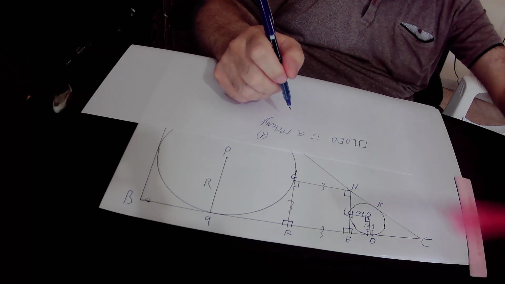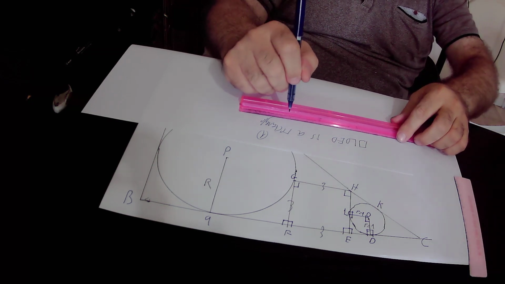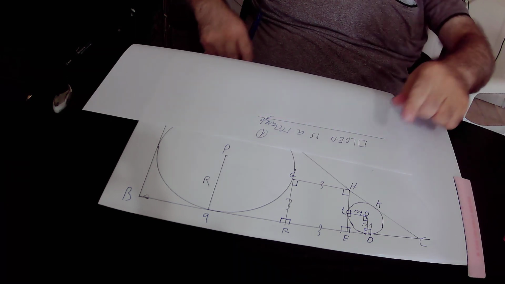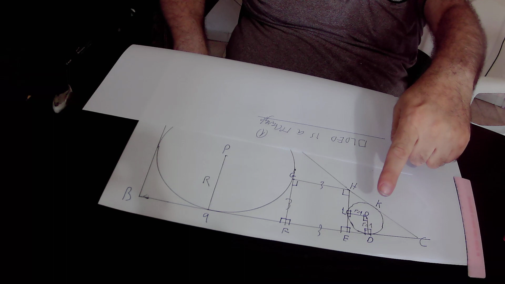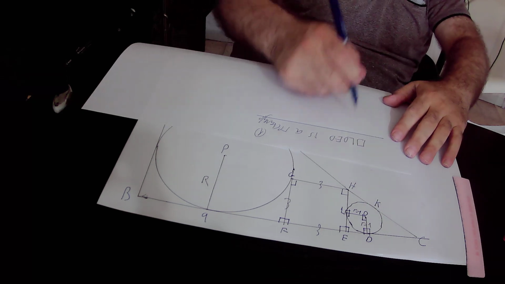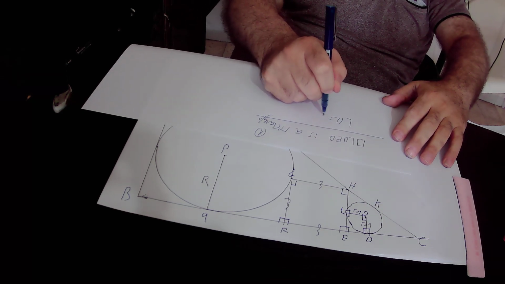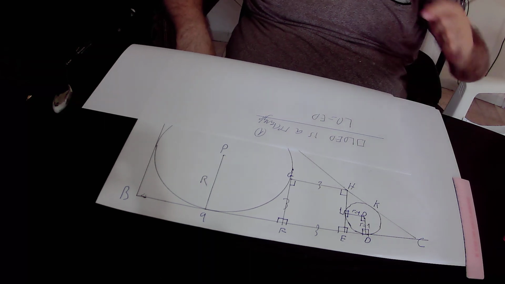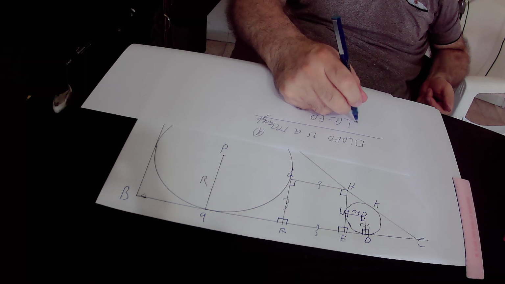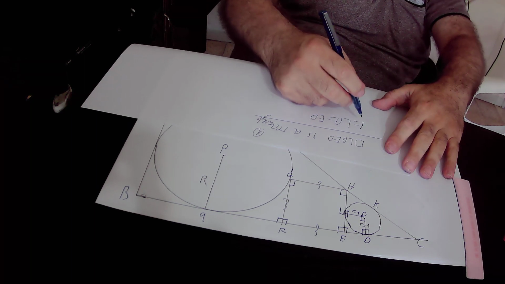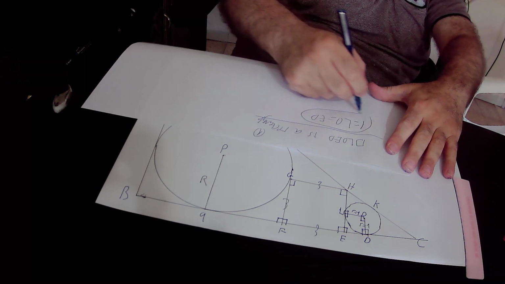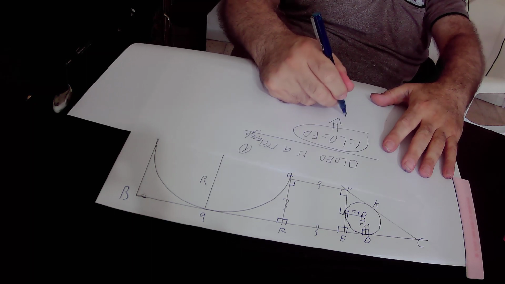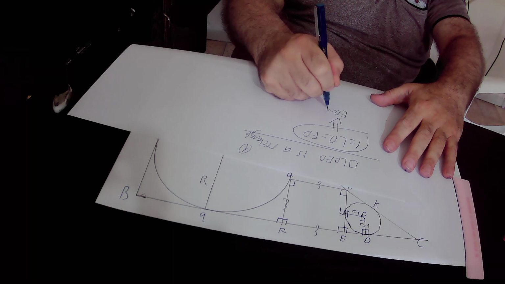And you know that the opposite sides of a rectangle are equal to each other. That is to say, LO equals to ED. But LO equals to 1 unit. It is the radius of the small circle. So you can write here LO equals to 1. And from this equation, 1 equals to LO equals to ED. We will derive that ED is also equal to 1 unit.